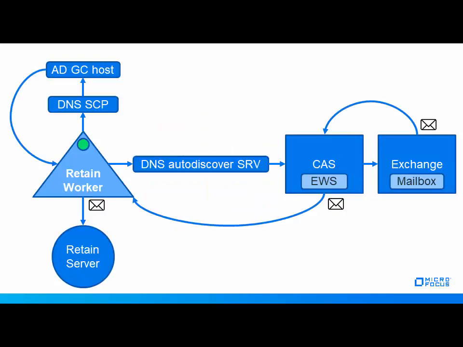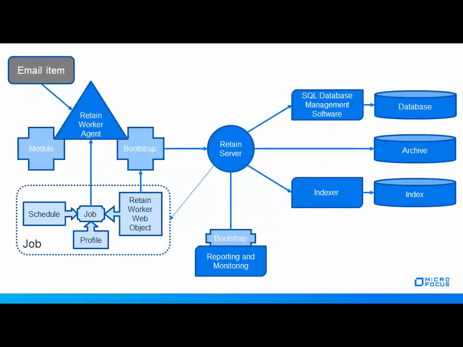The worker is the connection between the messaging server, in this case Exchange, and the Retain server. Essentially, the Retain worker handles the business of dredging the data from Exchange, while the server handles the business of storing the data in the archive database and index.